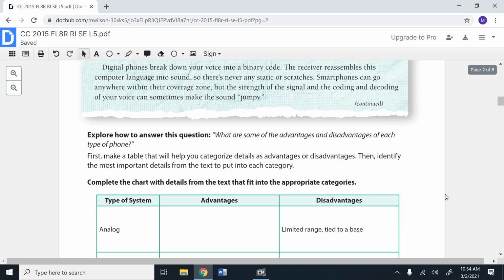So it says explore how to answer this question. What are some of the advantages and disadvantages of each type of phone? First, make a table that will help you categorize details as advantages and disadvantages. Then, identify the most important details from the text to put into each category.